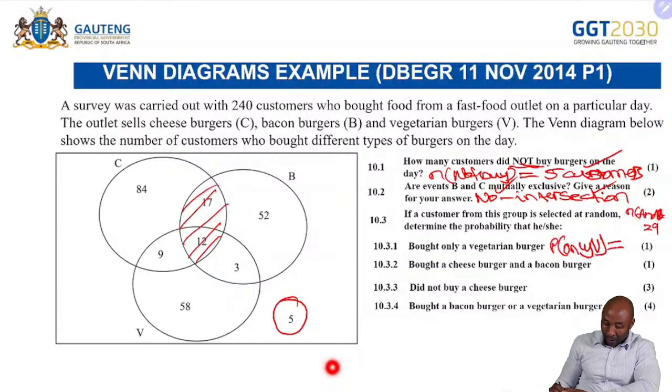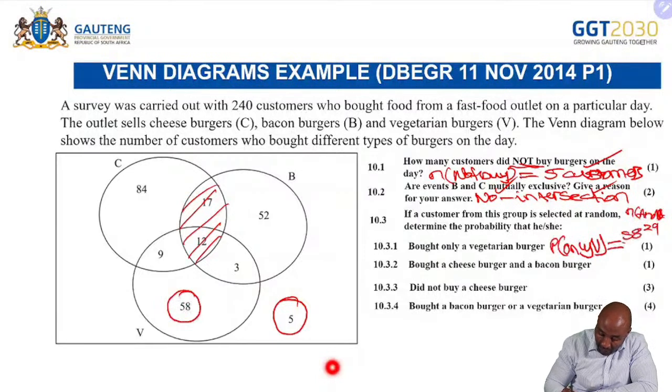How many people bought a vegetarian burger? You are extracting. Your answer becomes 58. It's a probability over our sample space, which is 240.